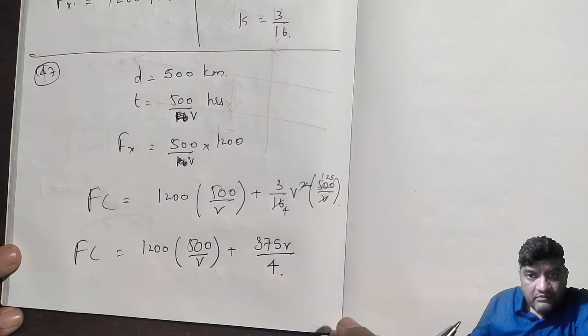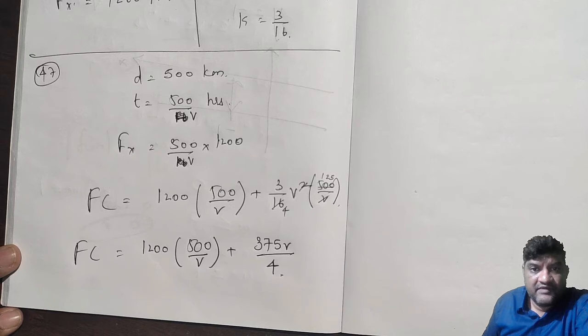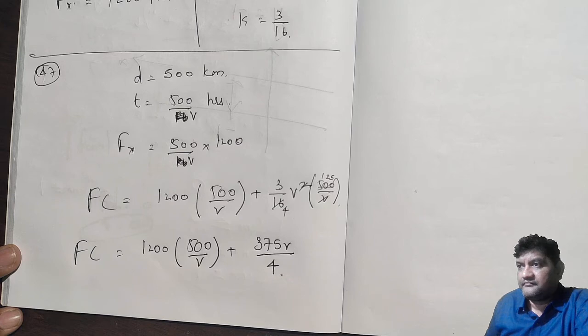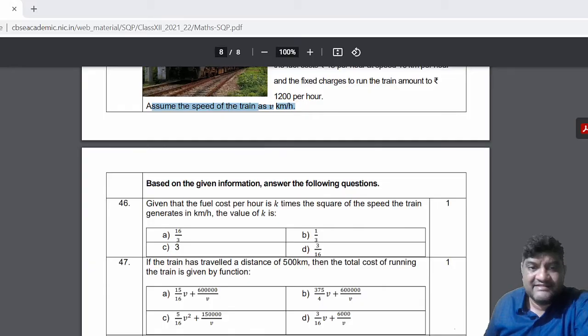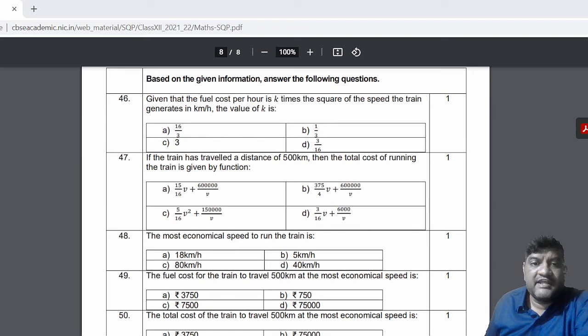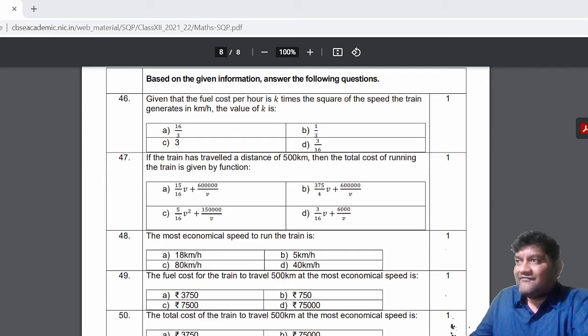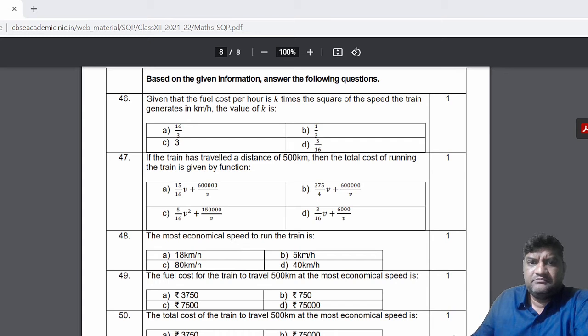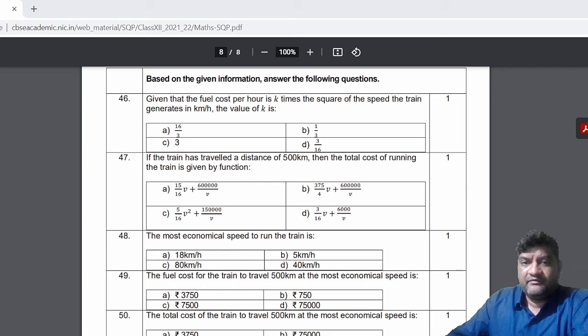Now what do you do? Speed generates, find the fixed charge. I think that is it. Let's see what else he's asking for. The most economical speed to run the train is... What does this mean now? The most economical speed would simply mean that I need to differentiate with respect to v and find the maximum or the minimum. Most economical speed. And for that particular value, I need to find out the fuel cost and then the total cost of the train.